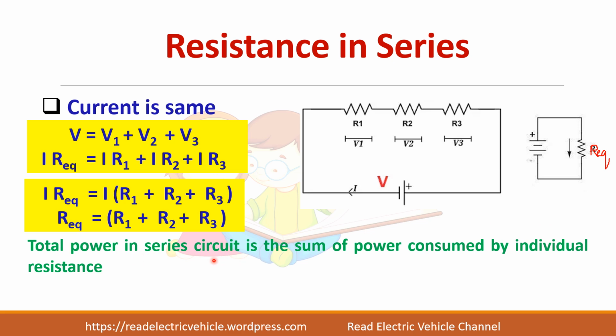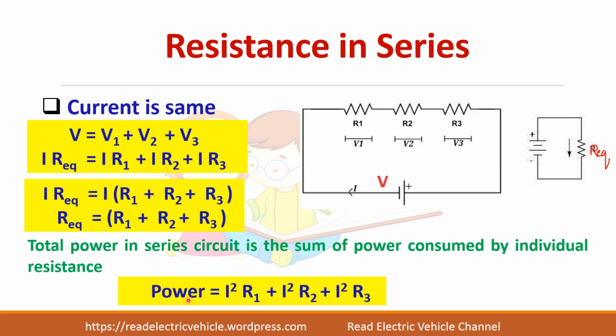And let us find the power in this circuit. It is very simple. I squared R is the power. So if you want to find the power in this circuit, since current is same, I write I squared into this resistance plus I squared into this resistance plus I squared into this resistance R3. So simply you can add the power of each resistance. That will be the total power in the series circuit.